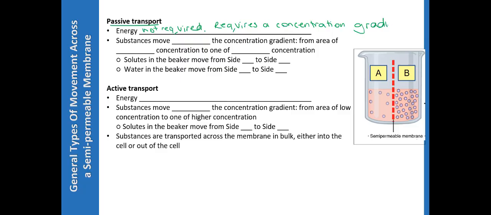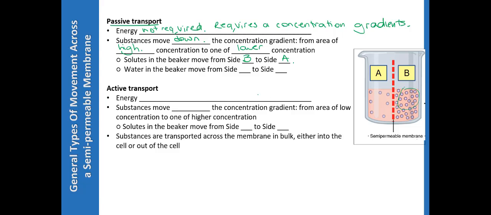And so what happens is that with passive transport, substances move down the concentration gradient from an area of high concentration of the substance to an area of lower concentration of the substance. So when we look at the beaker, if we're wanting to talk about passive transport, if the semi-permeable membrane allows solids to move but not water, then passive transport would have solutes in the beaker move from side B, where it's got a higher concentration of solutes, to side A.